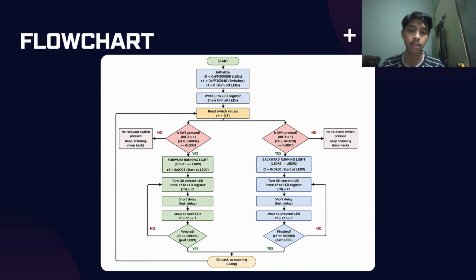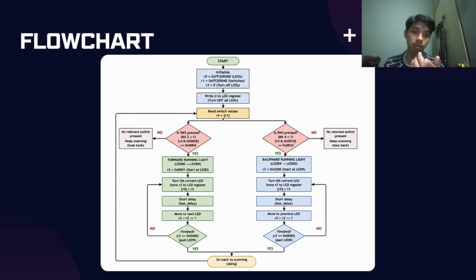Next is write 0 to LED register, turn off all LEDs. Basically, when the light runs from 0 to 9, it will have some delay time. So LED 0 turns on, and then LED 1 turns on while 0 turns off. That is why I put write 0 to LED register, so it will turn off during the delay. Then we go to the next, which is read switch values from R1 memory.